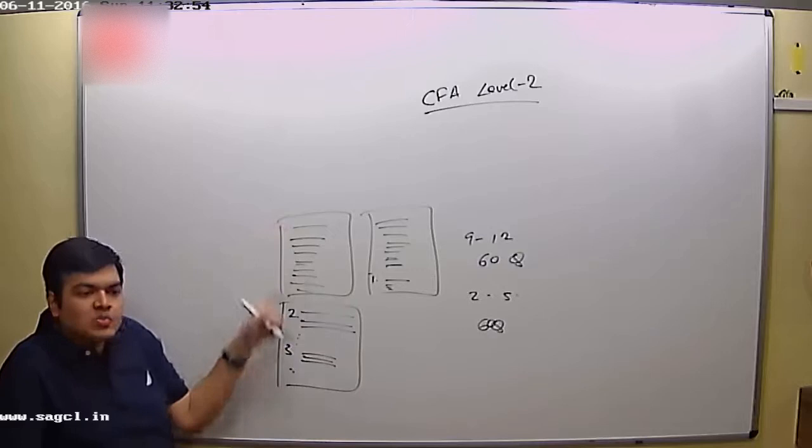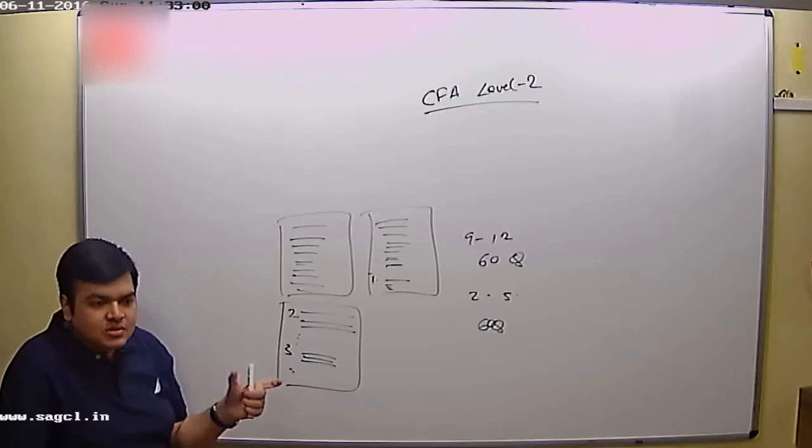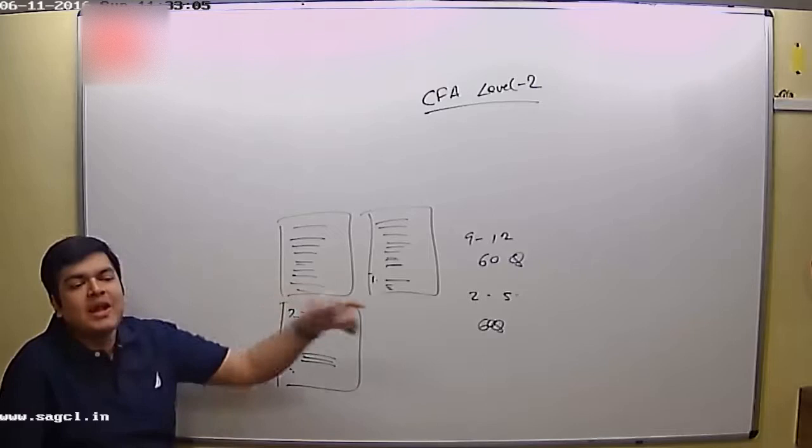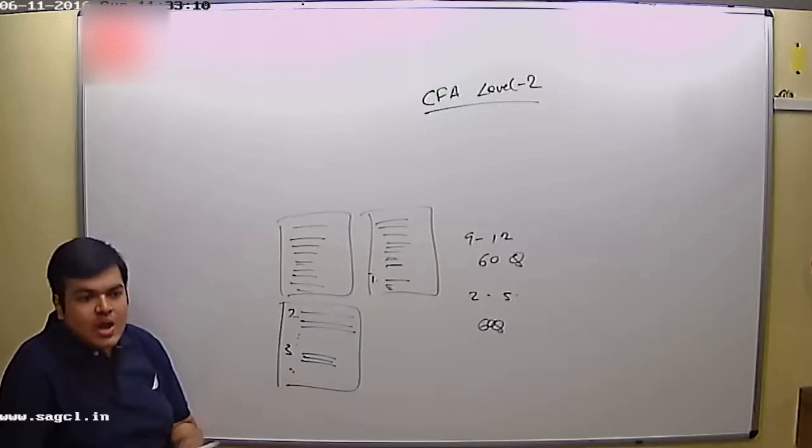And it is not defined that one is on quants, one on equity, one on economics, it's not that way. You have been given a range of percentages. Like say for example, equity is going to be 25%. Suppose derivatives will be, let's say, 10 to 15%. So it could be a 10% weightage, it could also be a 15% weightage. So you have a total of 120 questions, your question numbers are halved.